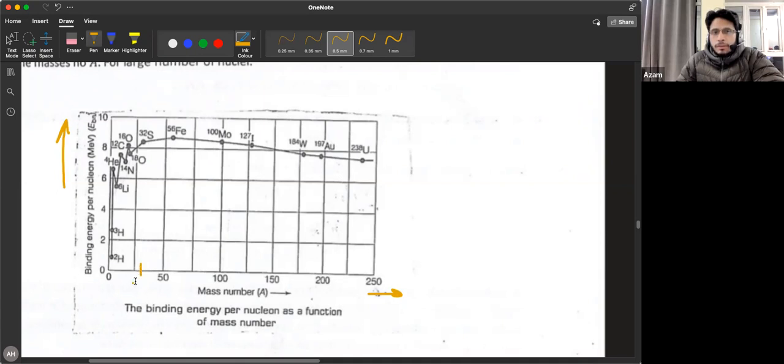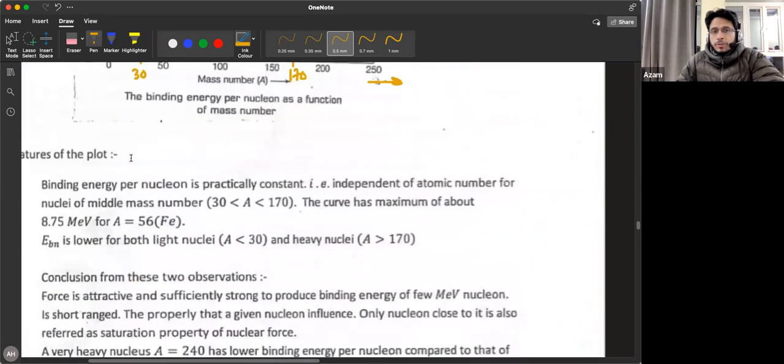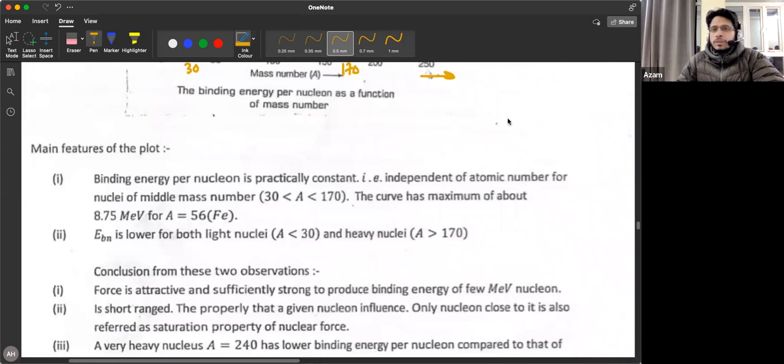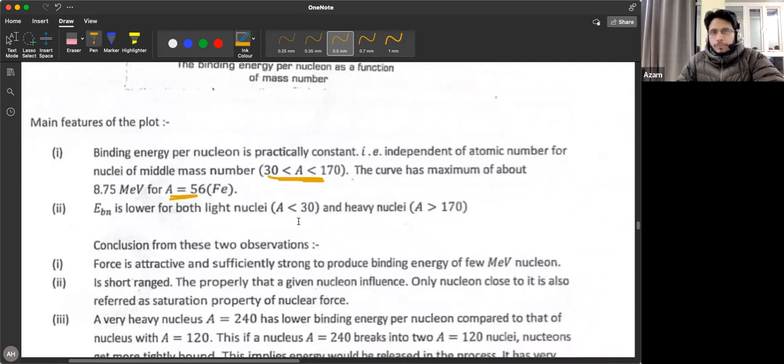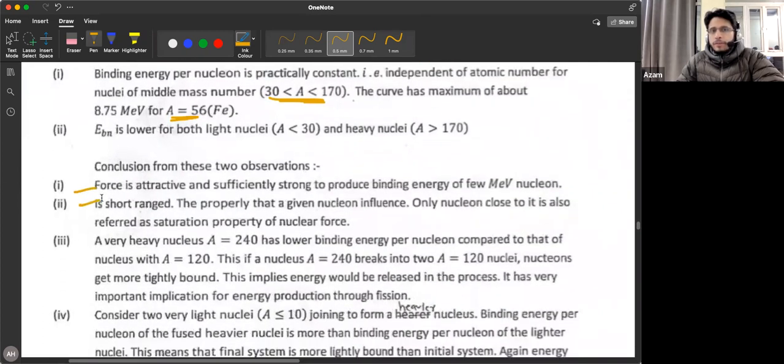From 30 up to 170, the binding energy is almost constant. This feature of the graph shows that nuclear forces are short-range forces. After 170, the binding energy decreases. This is due to proton-proton repulsion. These dips are also due to proton-proton repulsion. Due to proton-proton repulsion, repulsive forces act, which decreases the binding energy. So these are the conclusions. Binding energy is constant from 30 to 170, and the maximum is at this point. Force is attractive, short-range force.